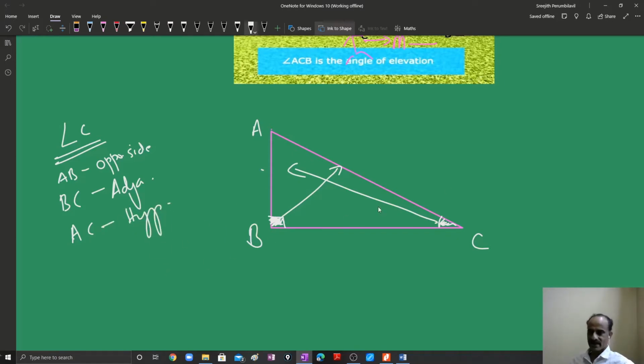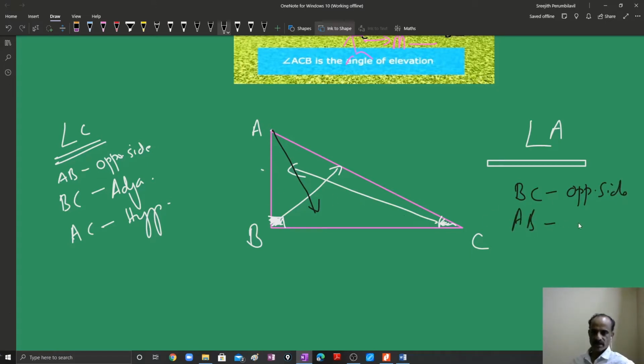So, as far as any angle is concerned, let us look at angle A. As far as angle A is concerned, BC is the opposite side. And what about AB? AB is the adjacent side. And AC is always the hypotenuse.